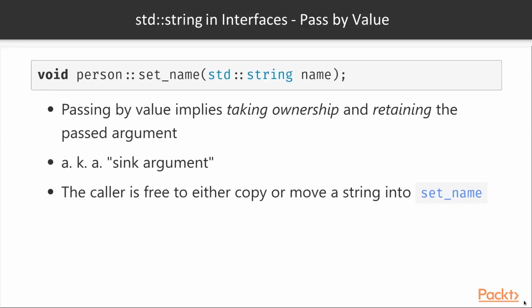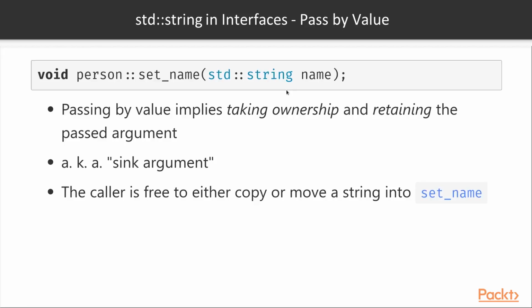So we've seen that std::string can be copied and moved, but what about using it in interfaces? What does it mean to take a string as part of a function call? One way you could take a string in an interface is by using the pass by value idiom. In this case, we have a function called setName, which is a member function of Person, which takes an std::string name parameter by value. Passing by value in this case implies taking ownership and then retaining the passed argument somehow.